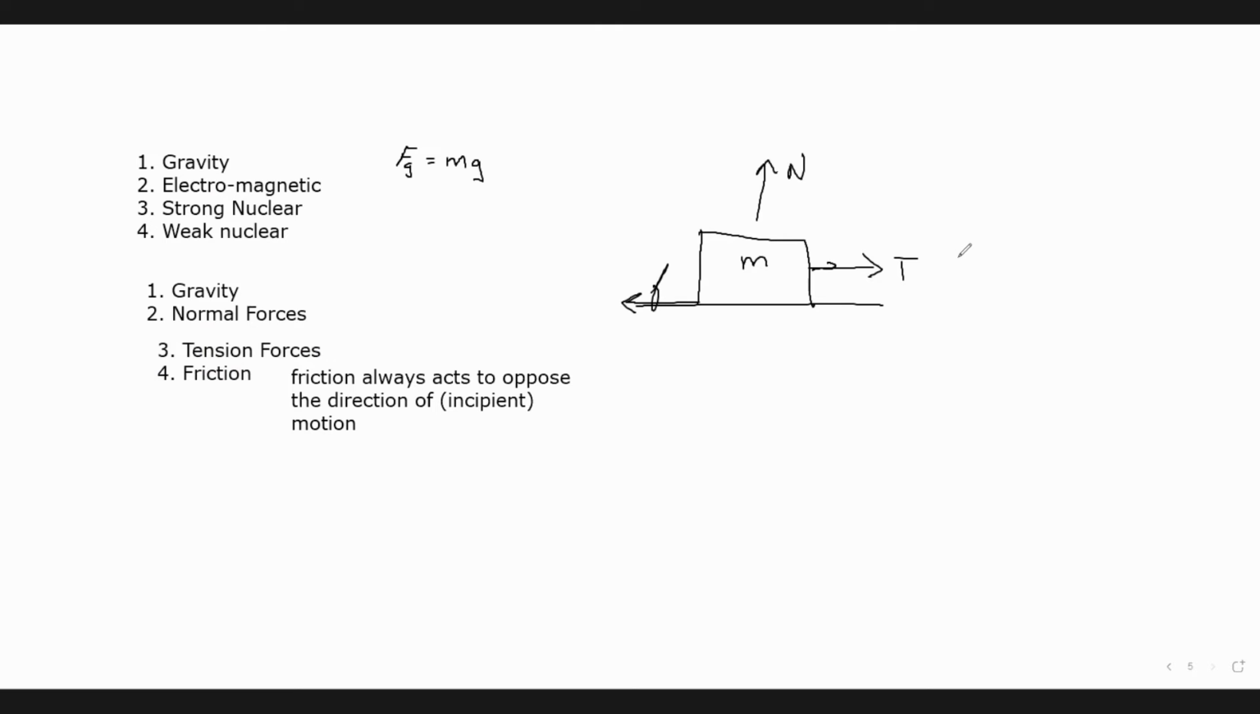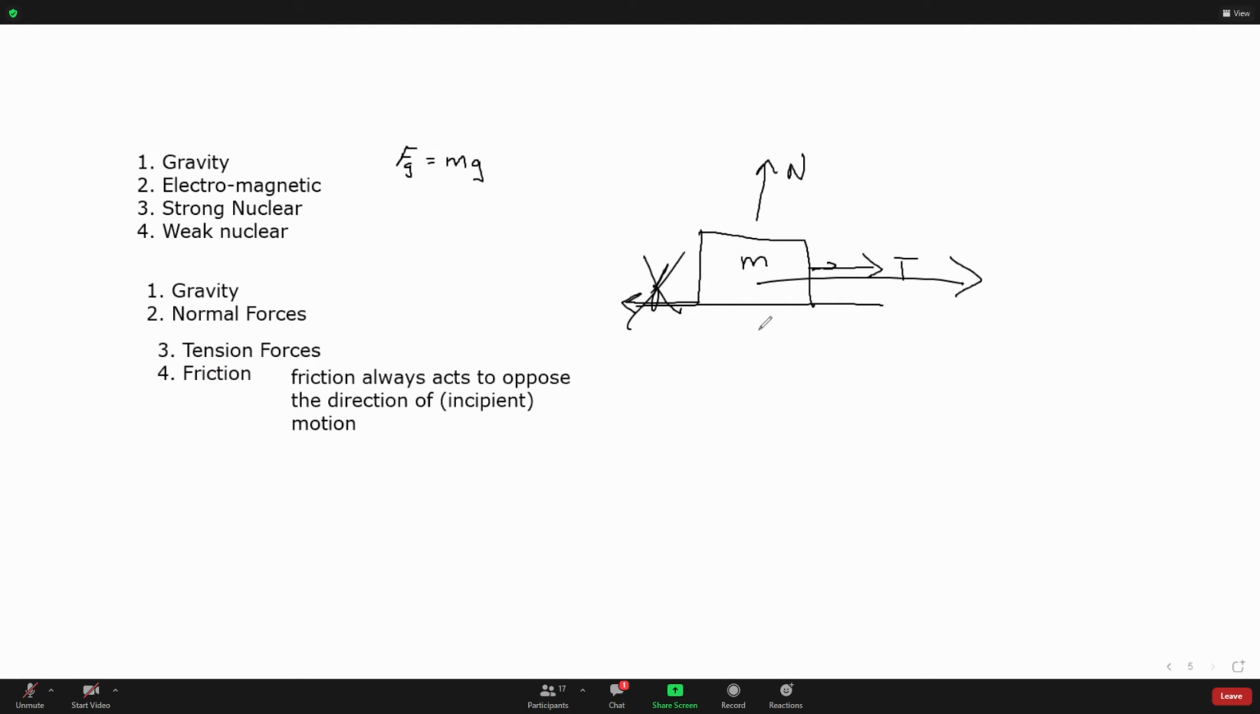If it's not moving, how do I decide the direction of the frictional force? Well, the frictional force opposes the incipient motion. The incipient motion is the motion that would occur if friction were not present. So if I have no friction, my block is going to move that way. Therefore, friction opposes that motion. We call that the incipient motion because it's not actually moving.